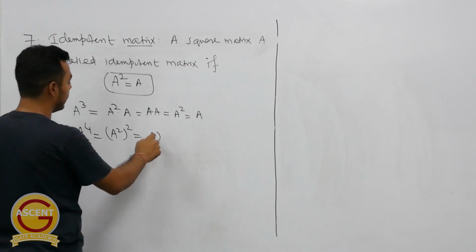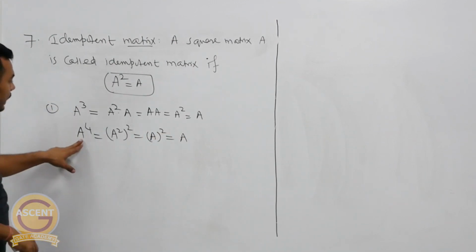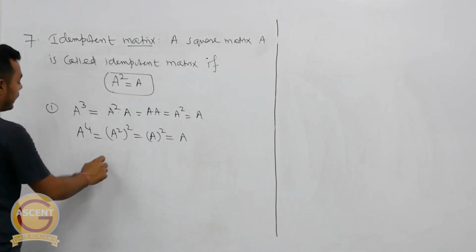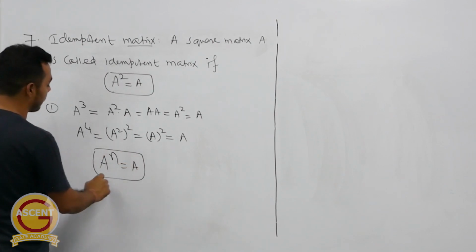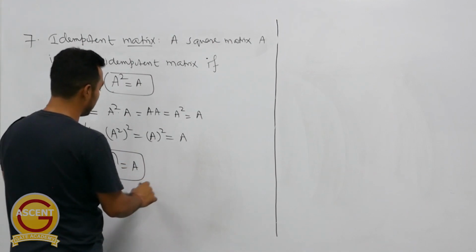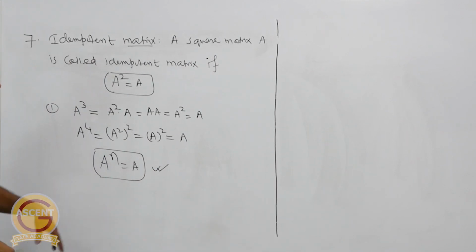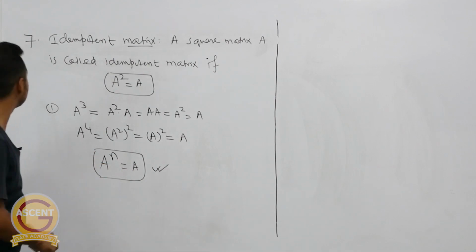A square is again matrix A. So you can show that A to the power 4 is also matrix A. So in case of an idempotent matrix, any power A to the power n will be matrix A. This is a very, very important result. In case of an idempotent matrix, any positive integral power of A is matrix A. So this was the 7th type.